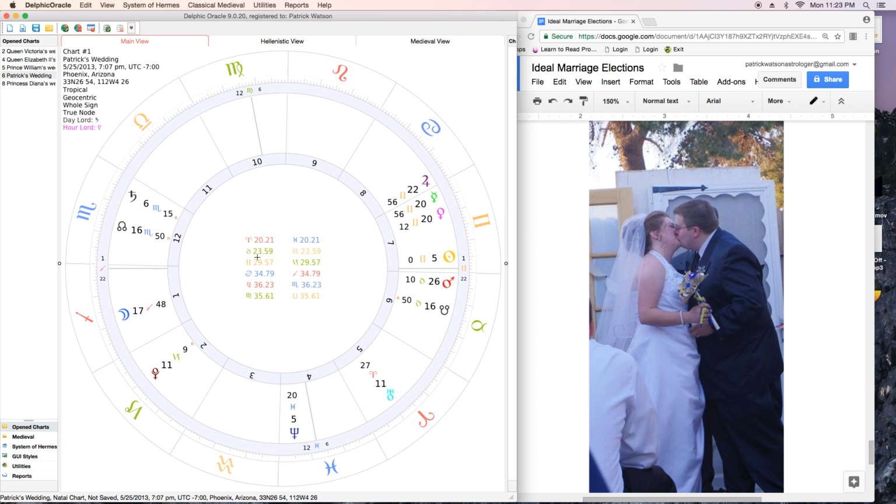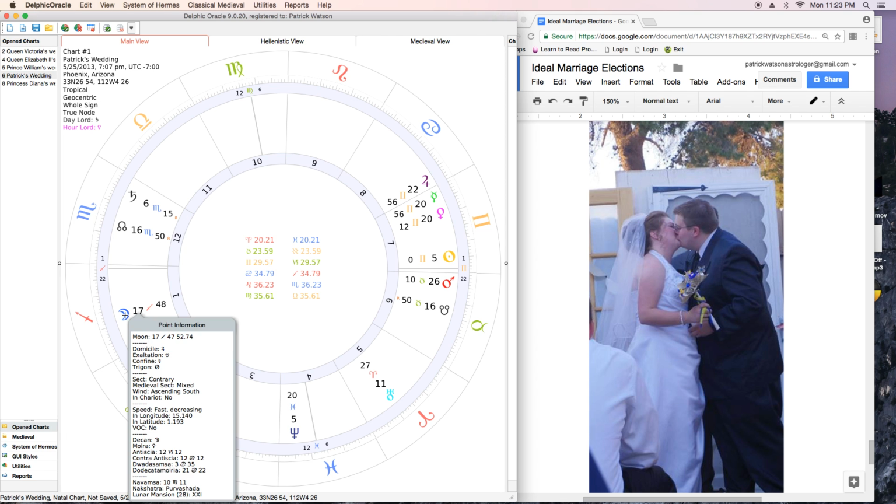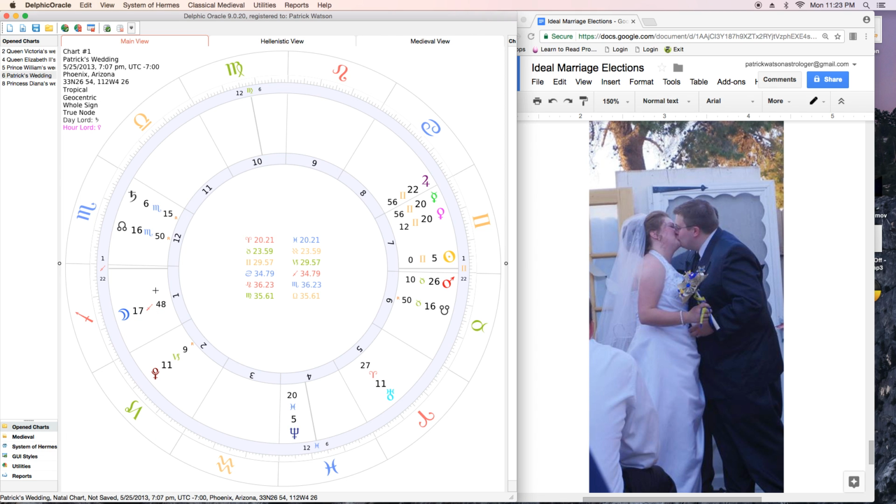Now, my one reservation about this time was the fact that my Saturn is at 17 Sagittarius. The moon was right on my Saturn. So I wasn't sure exactly what to make of that, but I figured it was probably just a part of me coming up to my Saturn return and things like that.